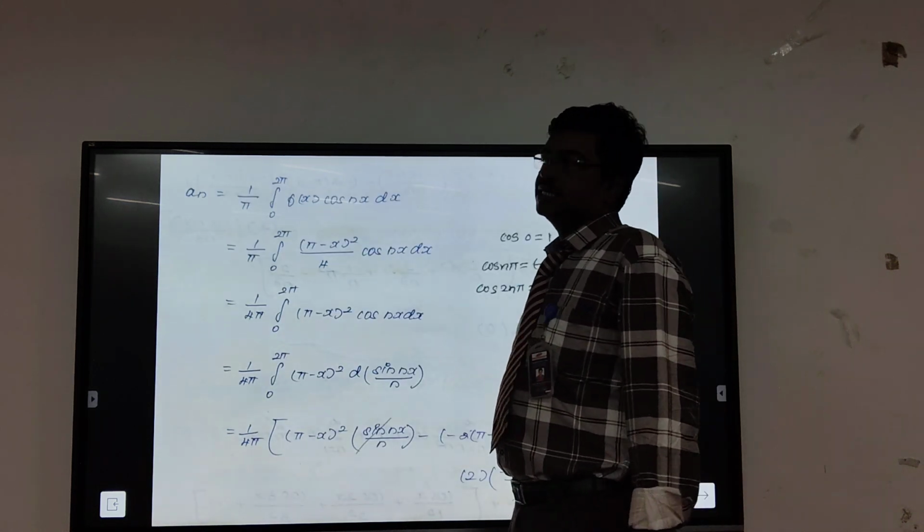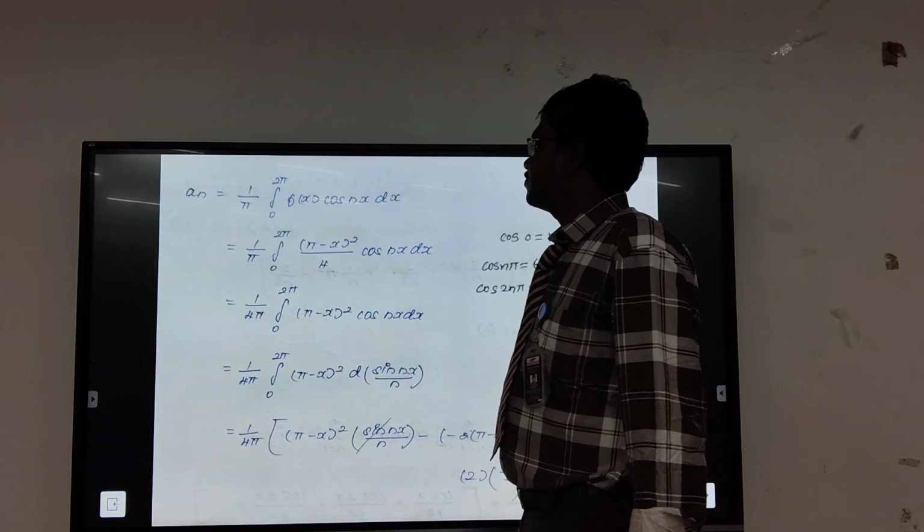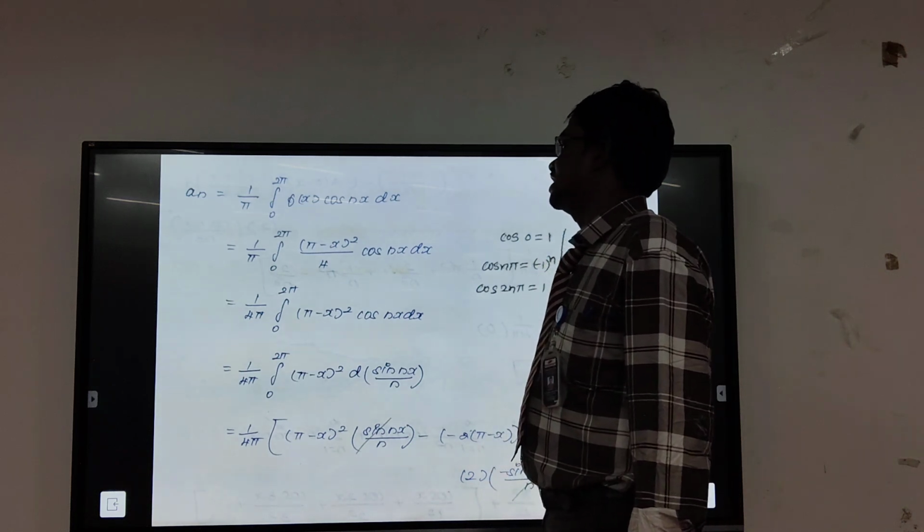Now an equals 1 by pi integral 0 to 2 pi f of x cos nx dx.